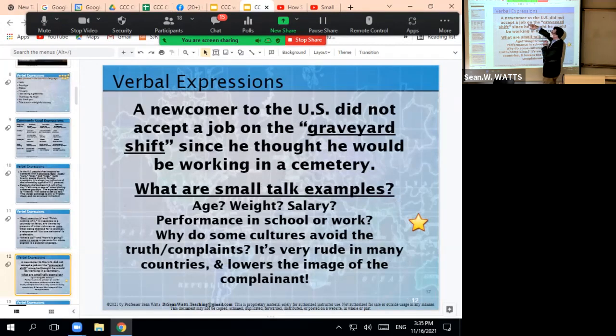Next, this idea of some people want new jobs. Would you like a job doing the graveyard shift? Some people think, whoa, what are you talking about, graveyard shift? Work with dead people, killing people? No. Anybody want to define the idea of what a graveyard shift means in North America?